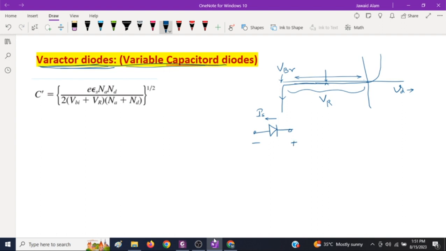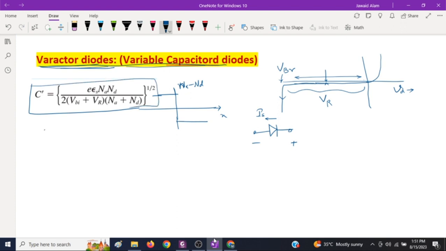And the junction capacitance in case of an abrupt junction, if the doping profile is something like this, Na minus Nd around the junction, then we derived in our class that the junction capacitance is given by this equation. So generally this Cj is proportional to 1 by root over Vbi plus Vr.